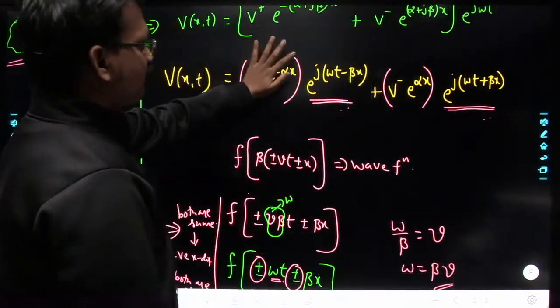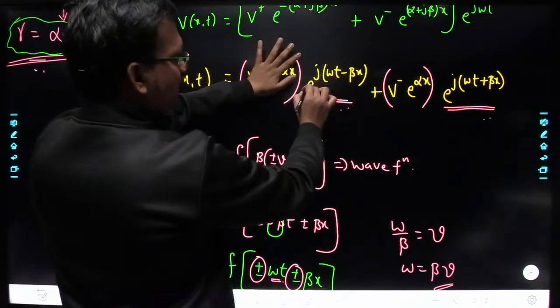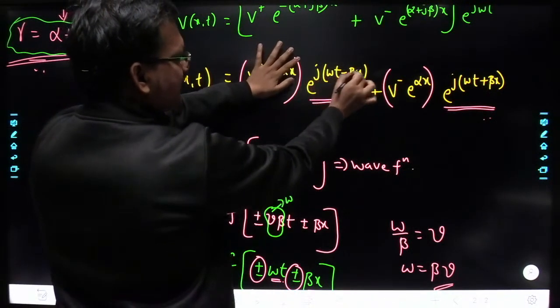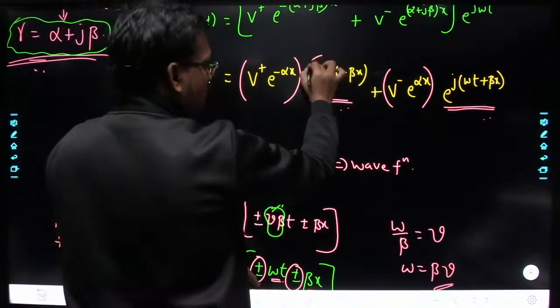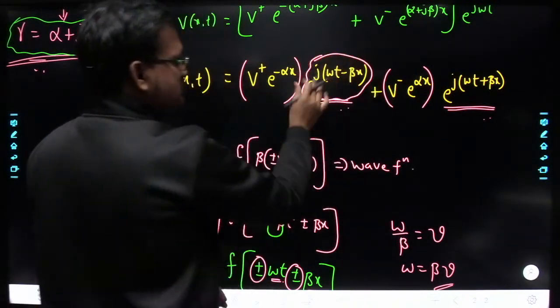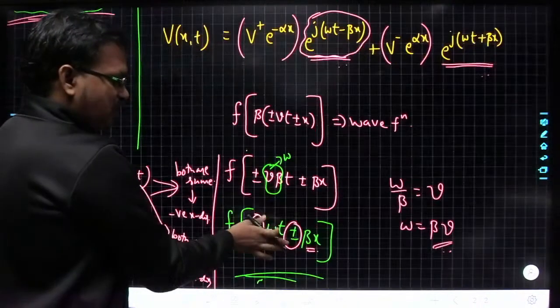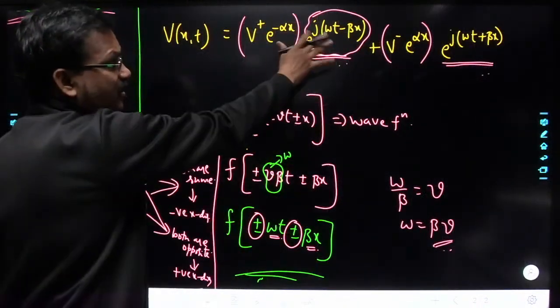Now coming to this solution, forget about this one. What you are having is e power j of omega t minus beta x. So this represents a wave. This is just like this function, yes or no? This is just like a wave function.